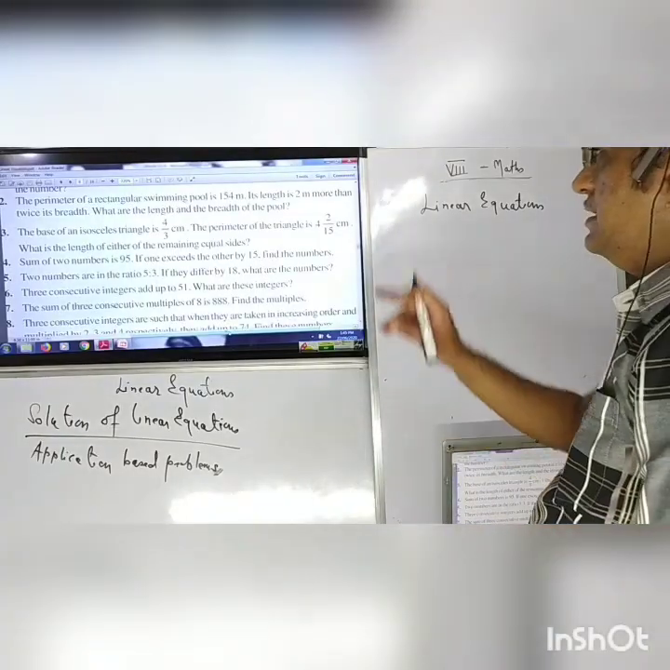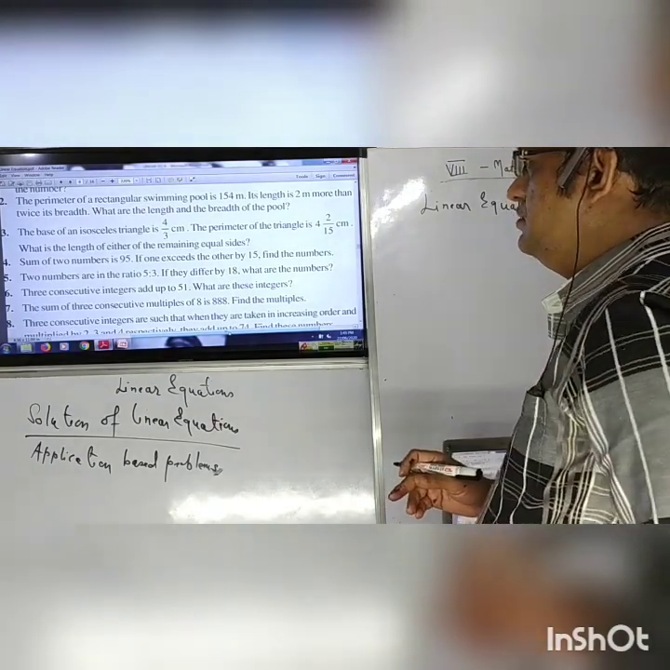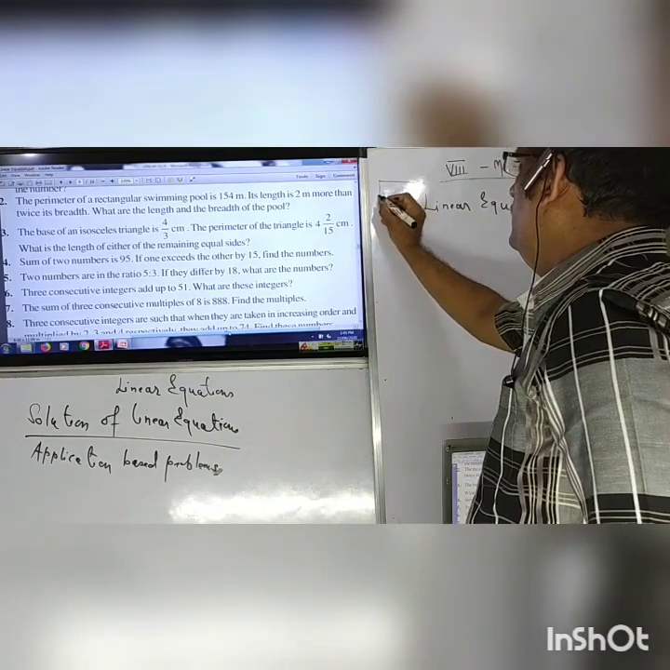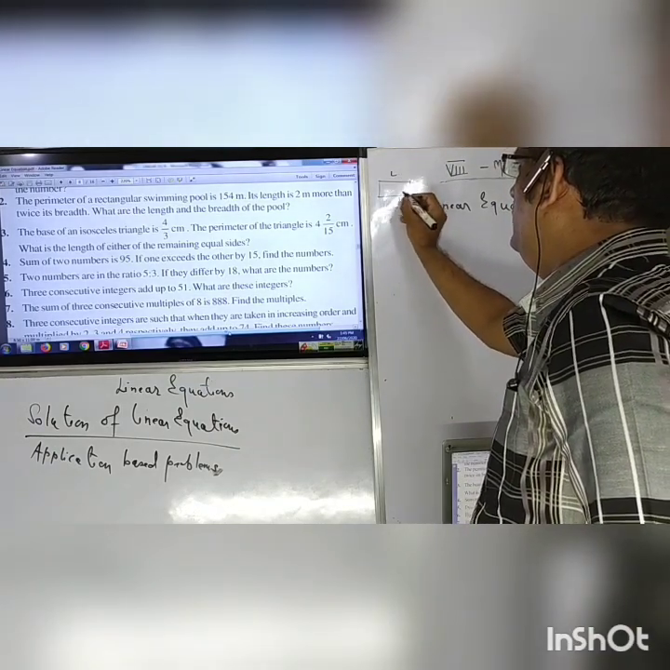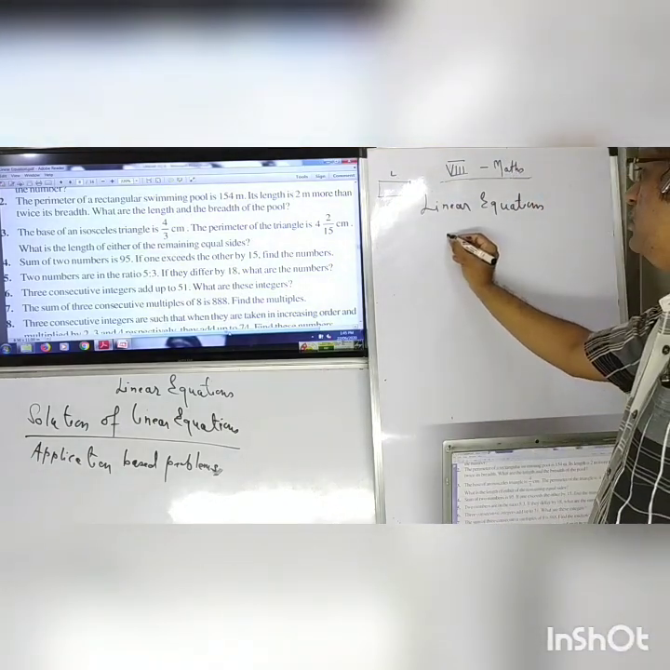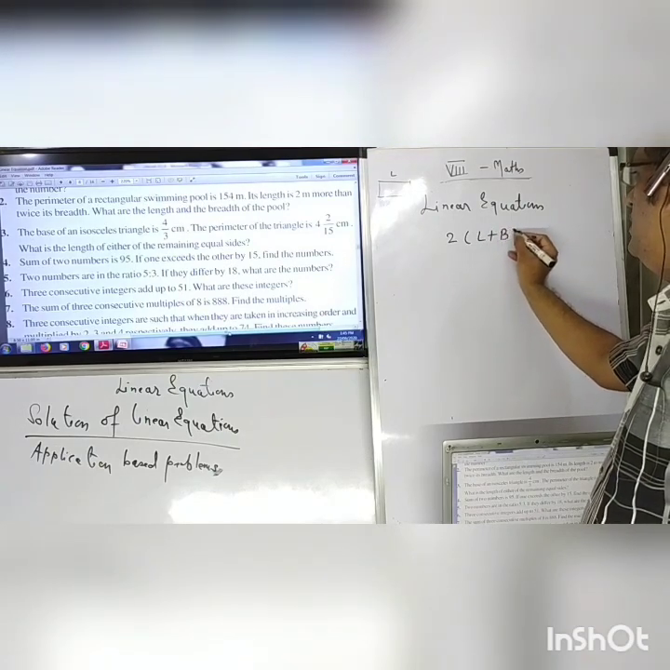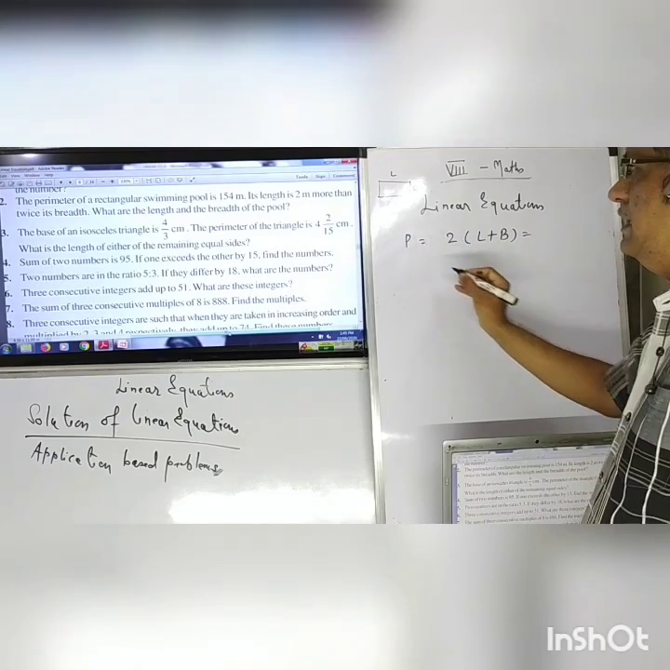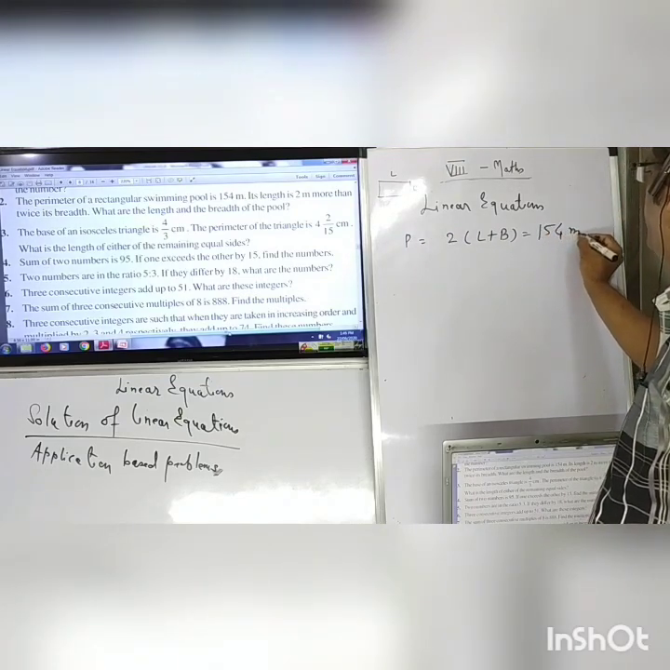Now let us solve the second problem. The perimeter of a rectangular swimming pool is 154. Now I am drawing the sketch of the rectangle. Let us say this is the breadth, and this is the length and this is the breadth. The perimeter is equal to 2 times length plus breadth, and that is the perimeter of that rectangular pool, equal to 154 meters.